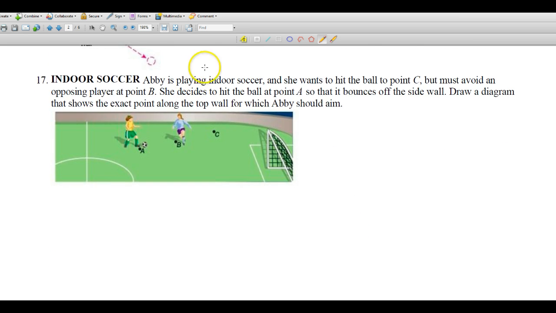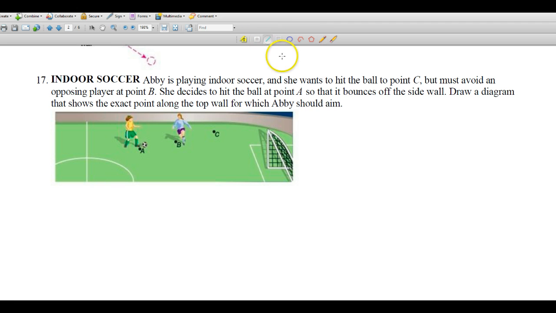So number 17, Abby is playing indoor soccer and she wants to hit the ball to point C, but must avoid an opposing player at point B. She decides to hit the ball at point A so that it bounces off the sidewall. Draw a diagram that shows the exact point along the top wall for which Abby should aim.